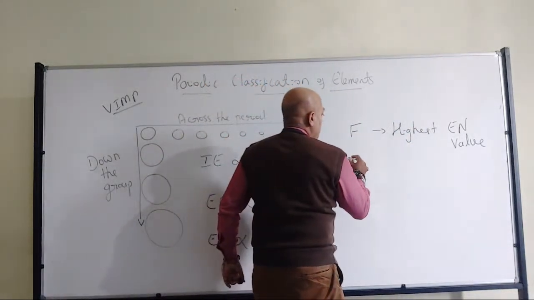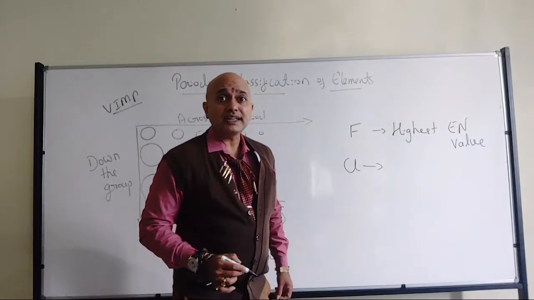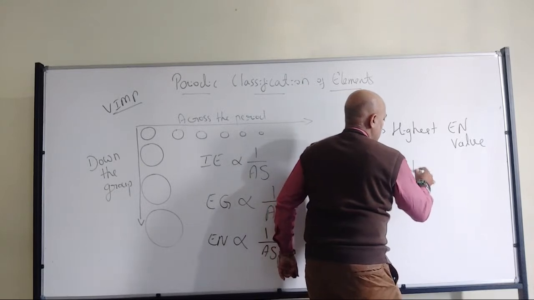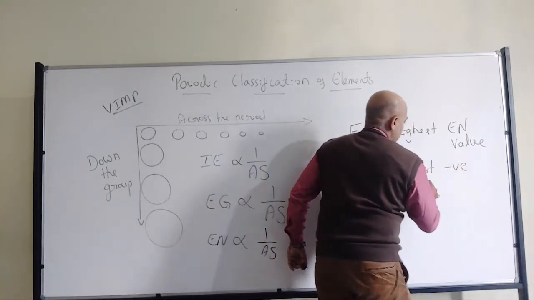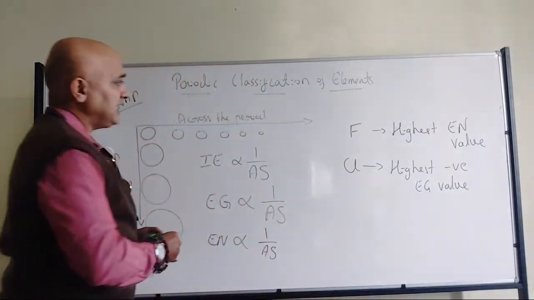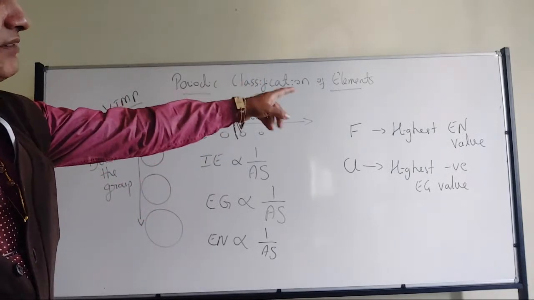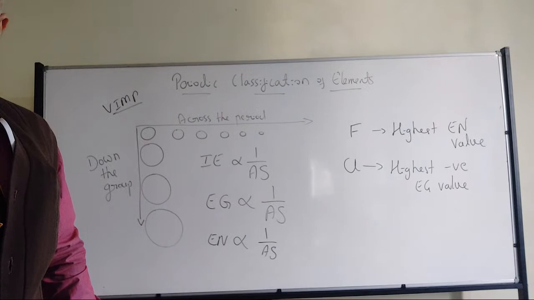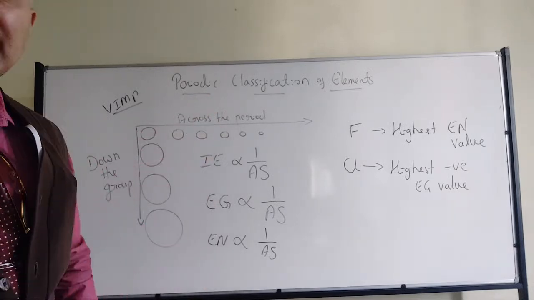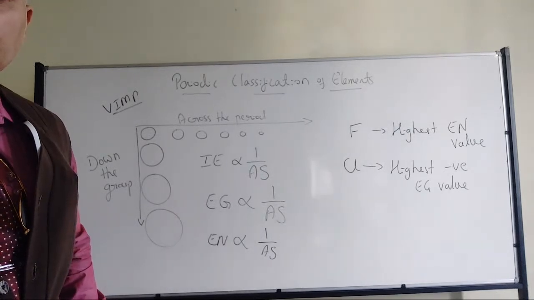But when I am talking about electron gain enthalpy, chlorine is going to dominate. Highest negative electron gain enthalpy value. Try to understand this statement. So fluorine is having the highest electronegative value in the periodic table, no doubt. But when it comes to electron gain enthalpy value, chlorine is the one which is having the highest negative electron gain enthalpy value, not fluorine.